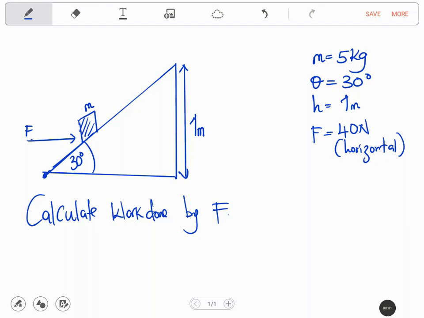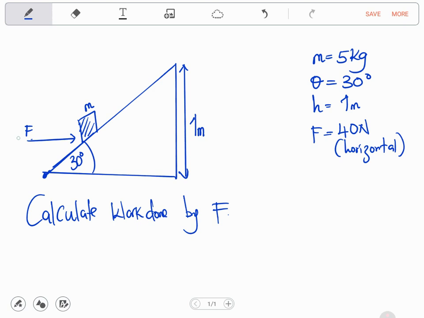Inclined plane here, whose question says that a 5 kg block is pushed up by F, which is a horizontal force, on an incline of angle 30 degrees and height 1 meter. F is shown as a force. How do you calculate the work done by F?